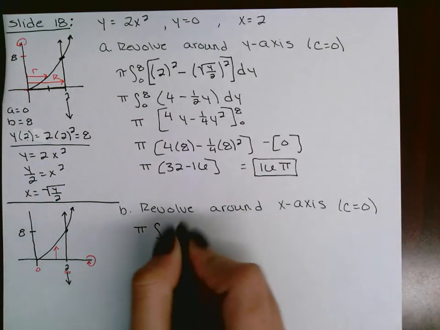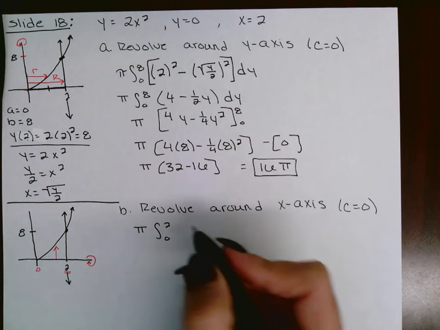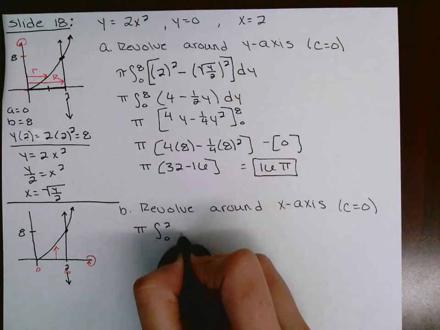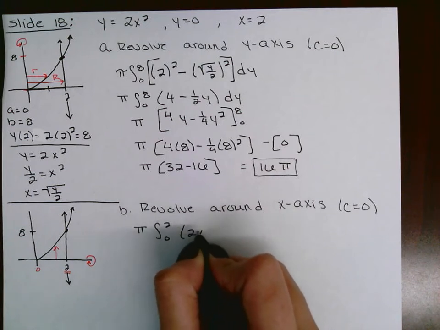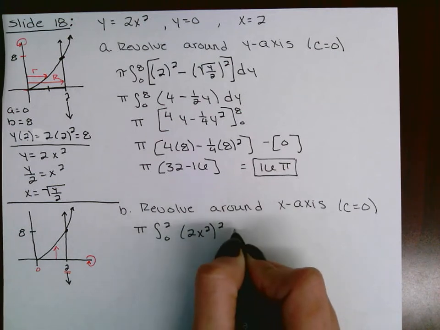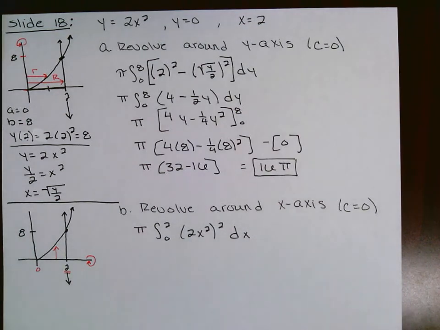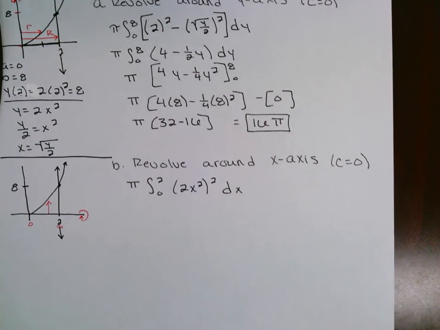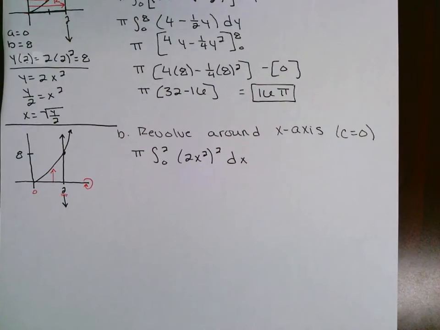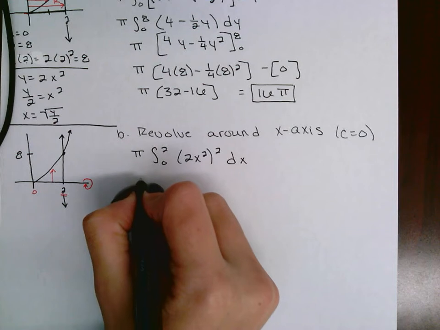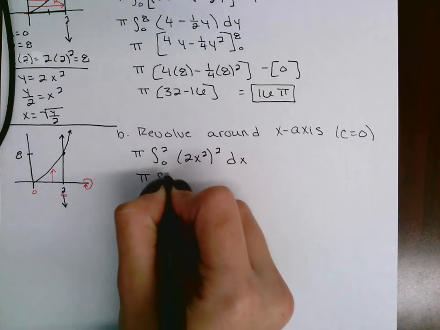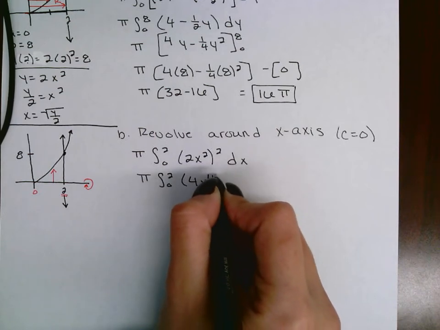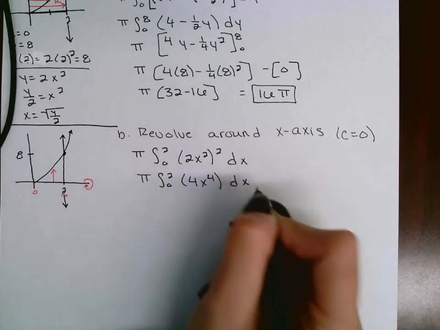My setup should be nice and short, from 0 to 2, everything in terms of x's. I see a 0 and I don't have a second function, so I literally just put the one function, which is 2x squared, squared. Okay? Should feel nice and easy. Make sure you distribute that squared to both the number and the variable.